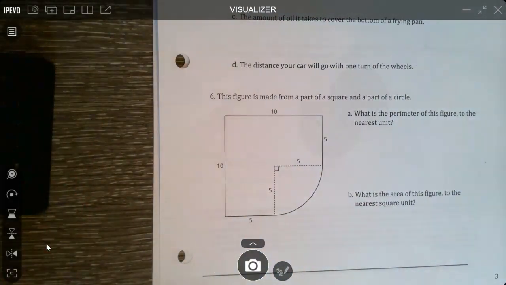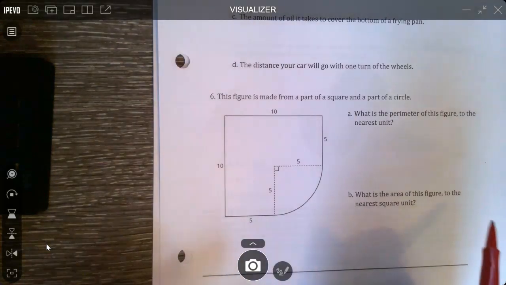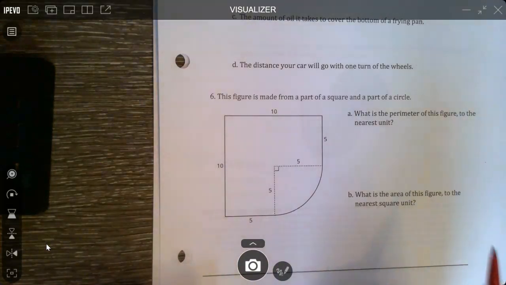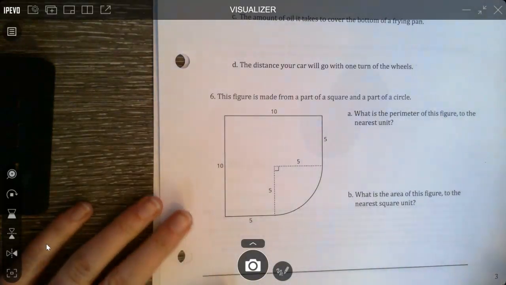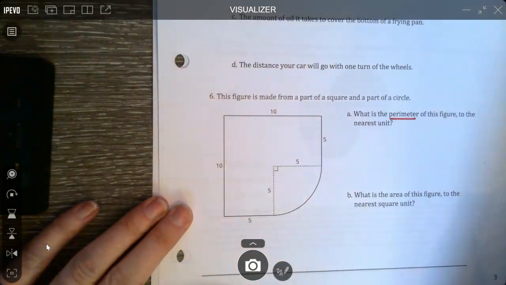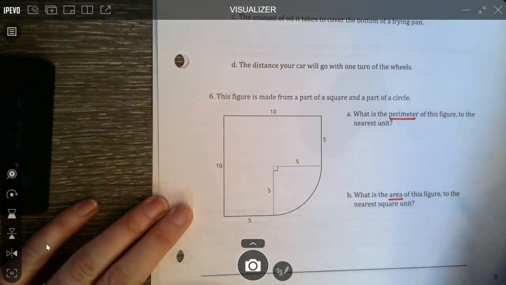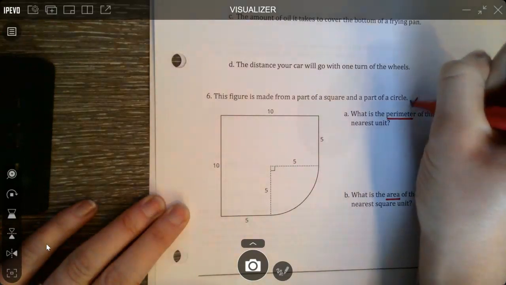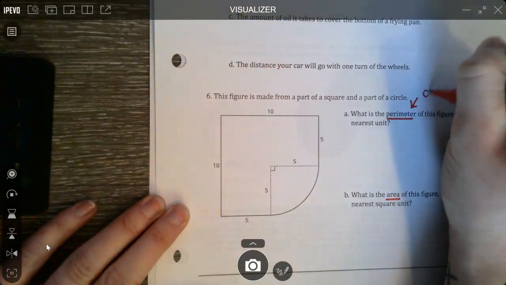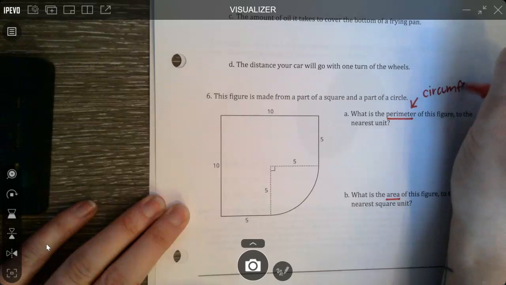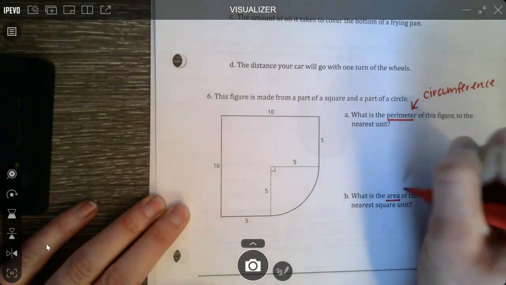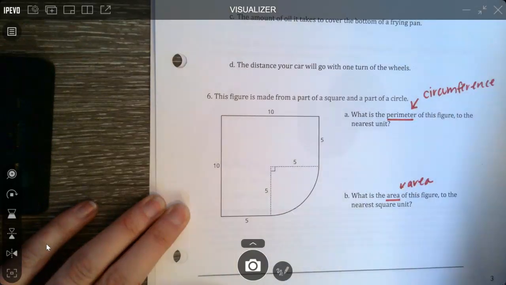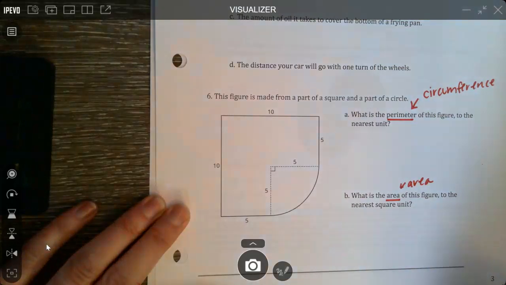So number 6, it says the figure is made from a part of a square and a part of a circle. Okay, so what we're going to do is find the perimeter of the whole shape and the area of the whole shape. Perimeter, as it relates to circles, is going to be the circumference. And then area is still area. Okay, but what I want to do is look over at this shape.